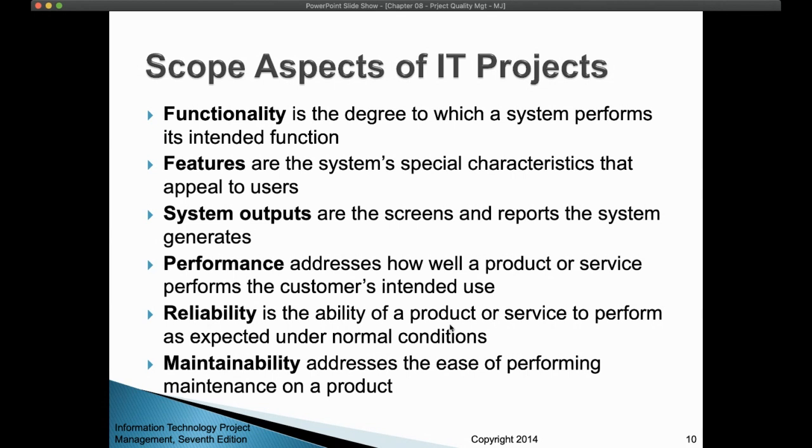Okay, then we have maintainability, and this is the ease of performing maintenance on a product. Also, part of the quality is that when you create your system or your product, you need to ensure that it is serviceable or maintainable. You can maintain it. Okay, you can correct the problems.